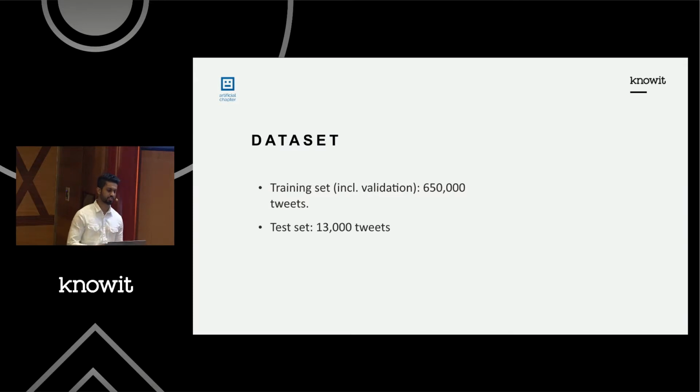So the training set included the validation set, which was used to see how well the model could perform on tweets it hadn't seen before, right, during training. And the test set was used as a final evaluation of a trained model.